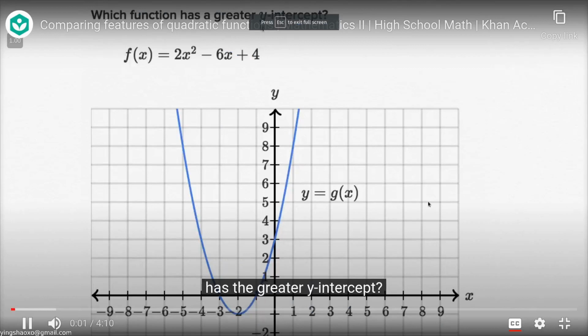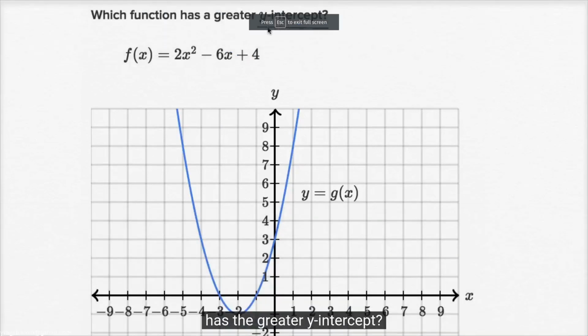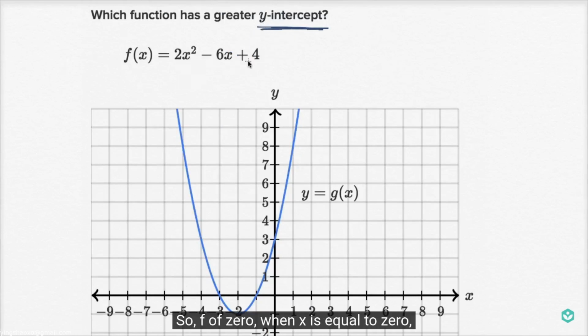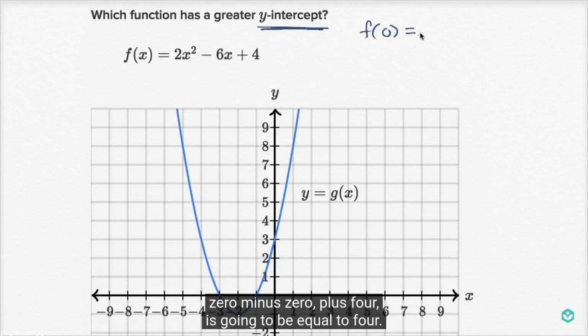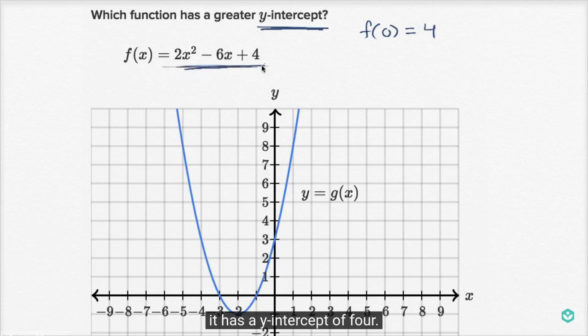So we're asked which function has the greater y-intercept. So the y-intercept is the y-coordinate when x is equal to 0. So f of 0, when x is equal to 0, the function is equal to, let's see, f of 0 is going to be equal to 0 minus 0 plus 4 is going to be equal to 4. So this function right over here, it has a y-intercept of 4. So it would intersect the y-axis right over there.